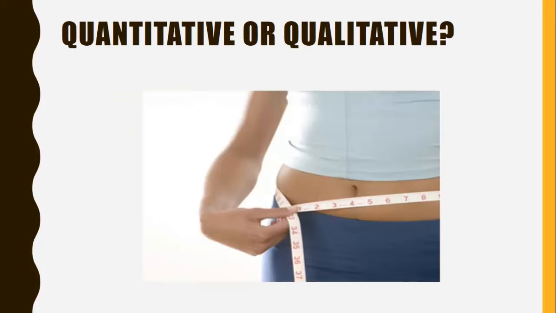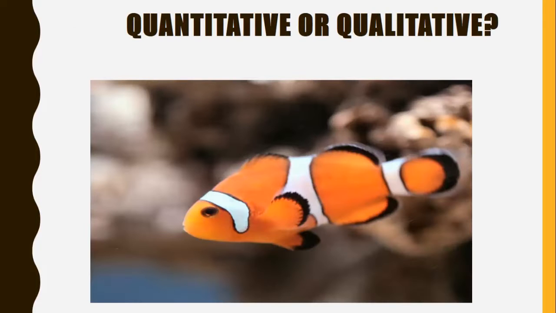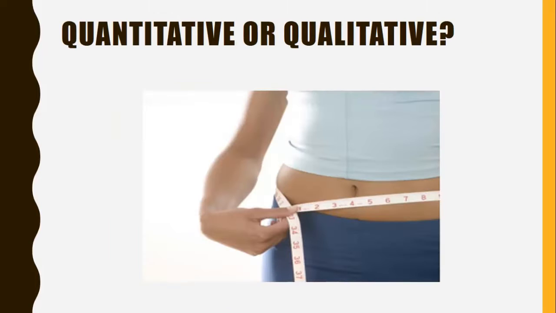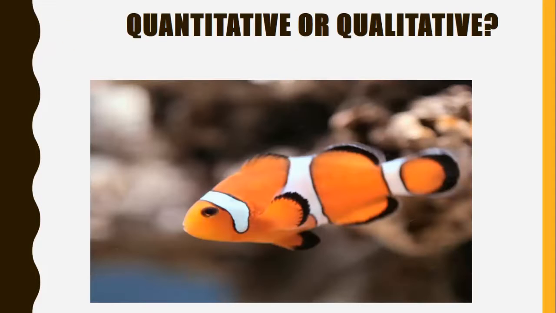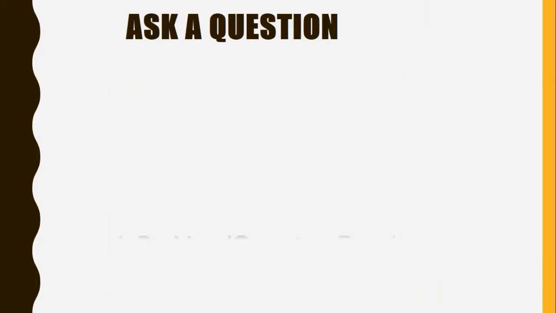So some examples. She's measuring something that involves a number, so this is a quantitative thing. And then this is something that's not a number. Like I can't say that fish looks like a number 2. That's not useful data. It's orange and it's adorable. It looks like Nemo. So it's qualitative.